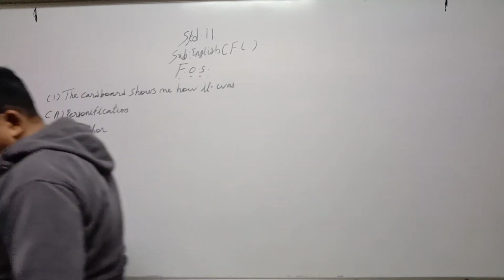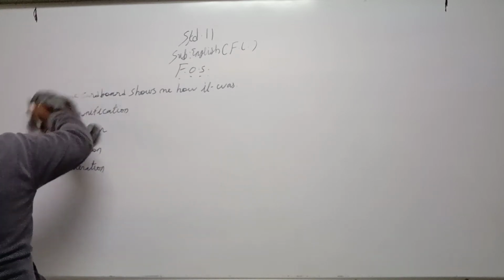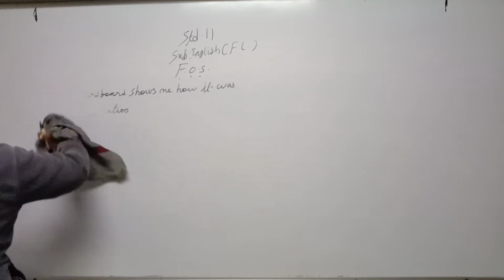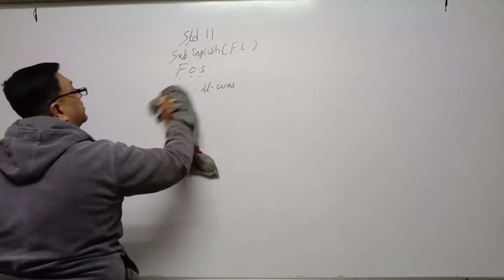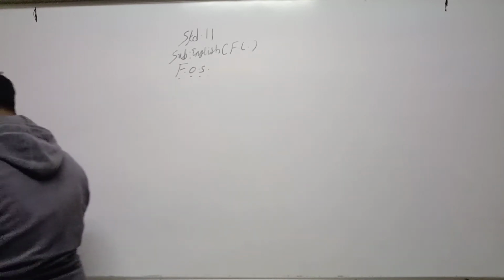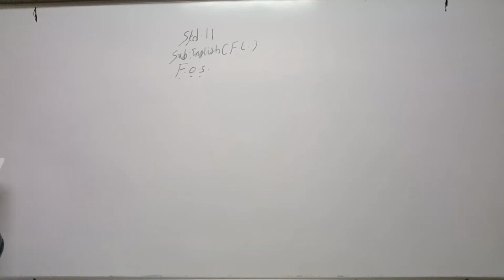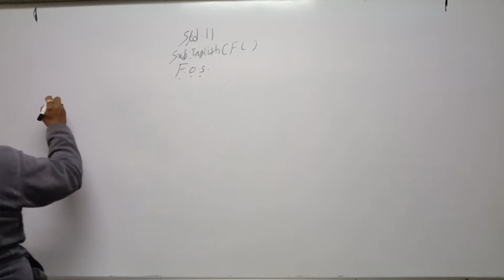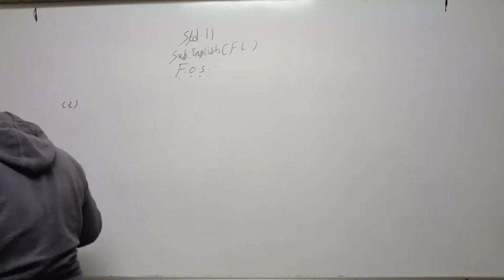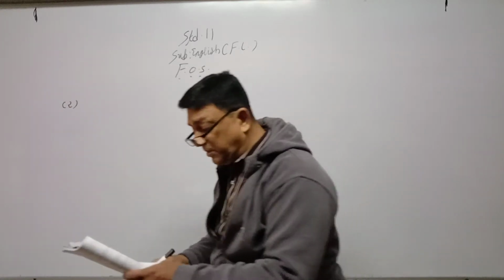Second one, the cardboard shows me how it was. Answer, metaphor. Why metaphor? Because all of the three options do not belong to it, and there is a comparison without as or like. If there is a comparison along with as or like, it is simile. But there is no as or like, so it is metaphor.